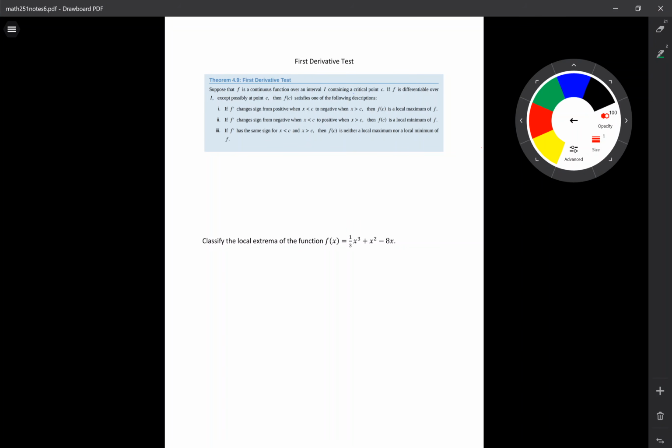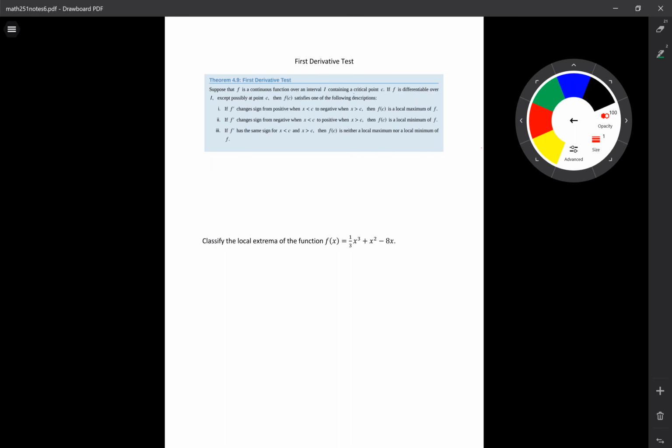In this video, we are going to talk about something called the first derivative test. The first derivative test helps us to decide whether a critical point is either a local maximum or a local minimum. So there's a lot of words here. Let's jump right in and then we'll break down this theorem.